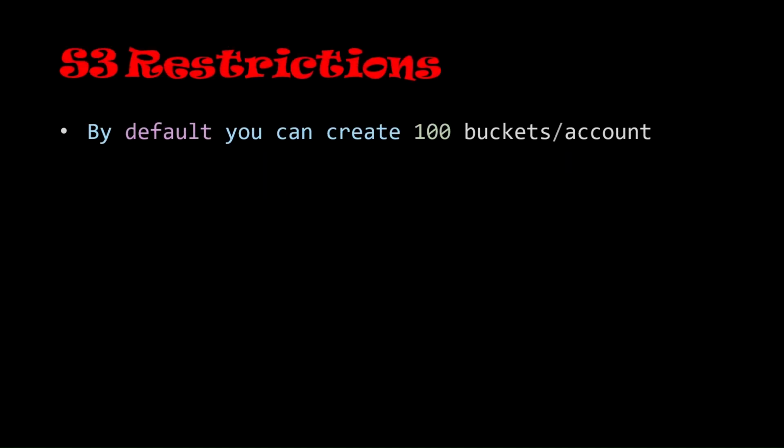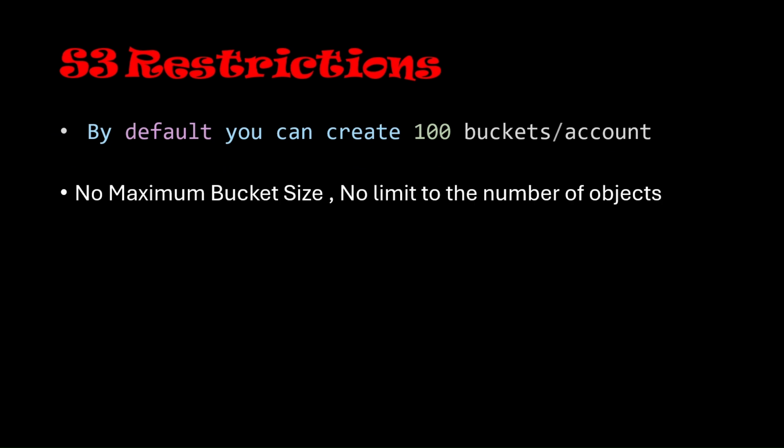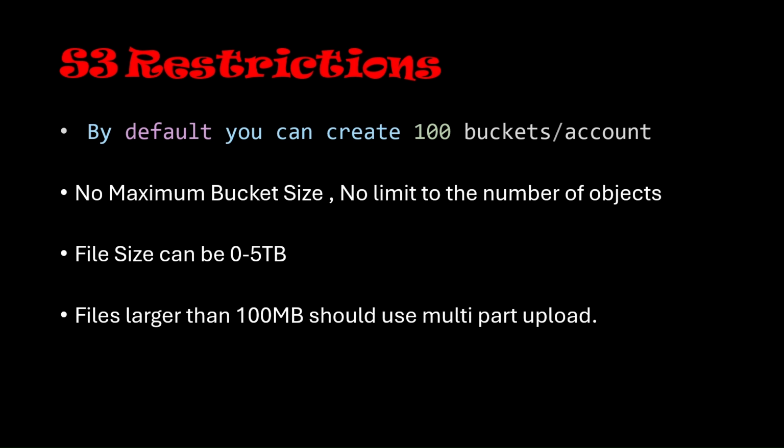Next is S3 restrictions. By default, you can create 100 buckets per account. There is no limit to the bucket size and there is no limit to the number of objects inside the bucket. The file size can be 0 to 5 terabytes, which means object size can be 0 to 5 terabytes. Files larger than 100 megabytes should use multi-part upload, which means objects that are greater than 100 MB, then we need to upload them by dividing the object into smaller parts.